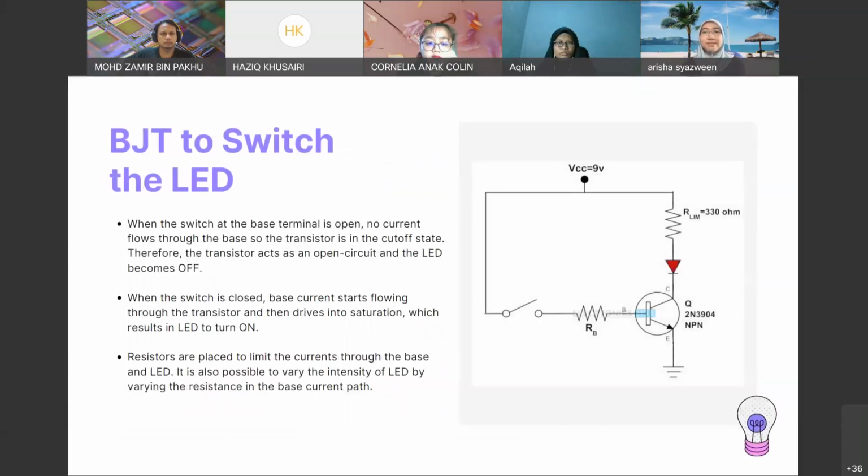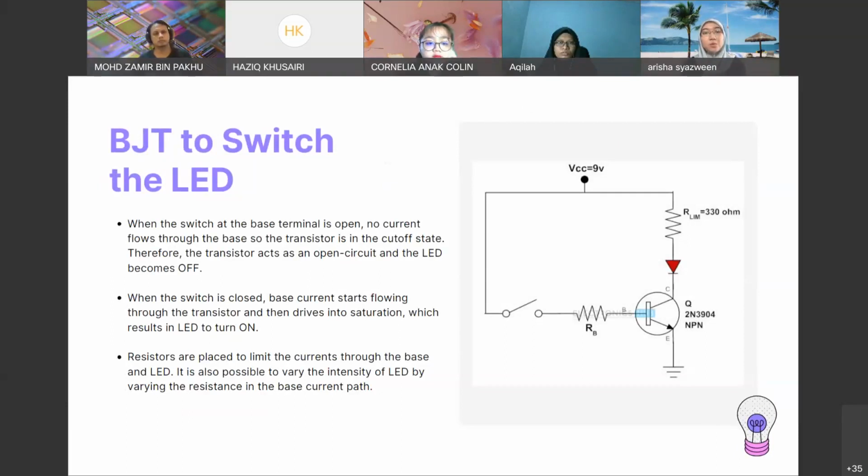So this is the example of BJT as a switch for the LED. The schematic diagram shows how a transistor is used to switch the LED. When the switch at the base terminal is open, no current flows through the base, so the transistor is in the cut-off state. Therefore, the transistor acts as an open circuit and the LED becomes off.